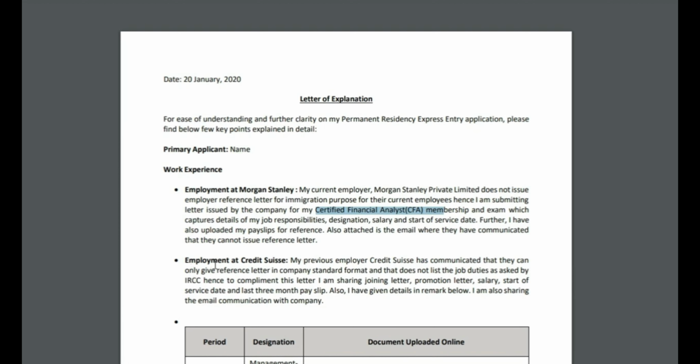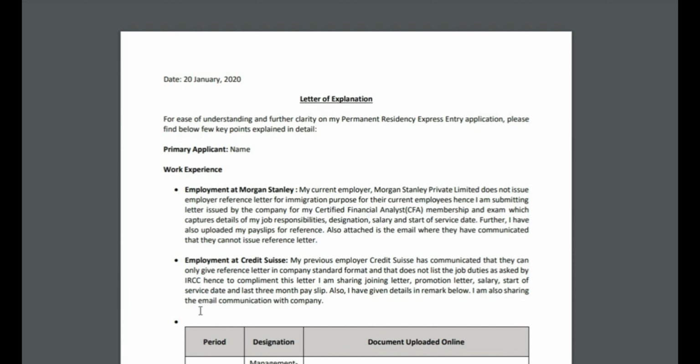Now the second employment, my previous employer has communicated that they can only give reference letter in company standard format, and that does not list the job duties as asked by IRCC. Hence, to complement this letter, I am sharing joining letter, promotion letter, salary, start of service date and last 3 months payslip. Also, I have given detail in the remark below. I am also sharing the email communication with company.